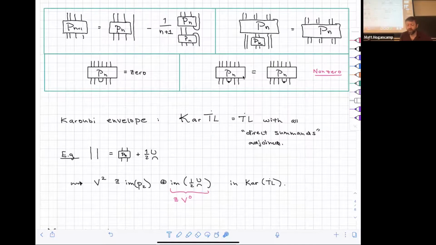For example, this relation of morphisms in the dotted Temperley-Lieb category corresponds, in the Karoubi envelope, to an actual direct sum decomposition. This is the identity endomorphism of some object, and that identity endomorphism splits as the image of this idempotent and the image of its complement, direct summed together.